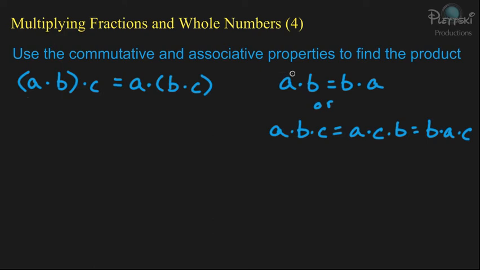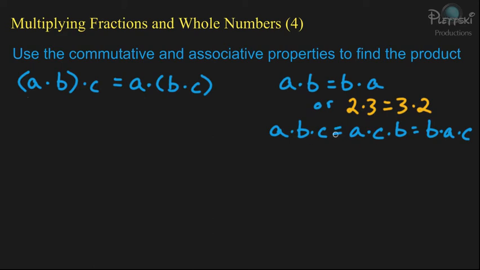The commutative property: if you have two numbers multiplied by each other, it doesn't matter which order you multiply them in. So if you have two numbers, a times b, that's going to equal the same thing as b times a. And if you want to put real numbers in there, you can. So 2 times 3, which is 6, is the same thing as 3 times 2, which is also 6.